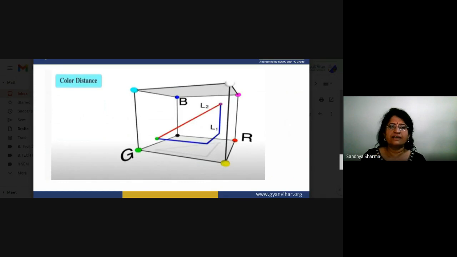What about the L1 and what about the L2? We can see in this diagram how we can measure the distances L1 and L2, and that will show the basic similarity between the two colors.